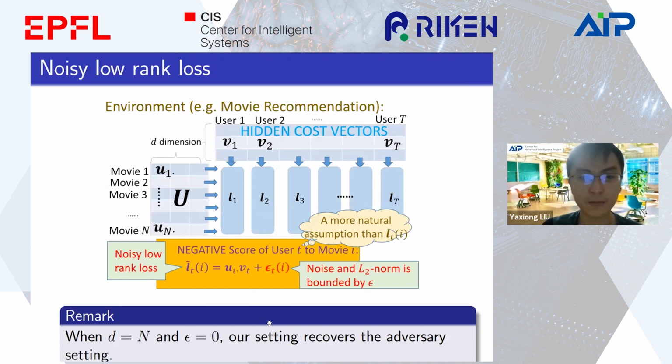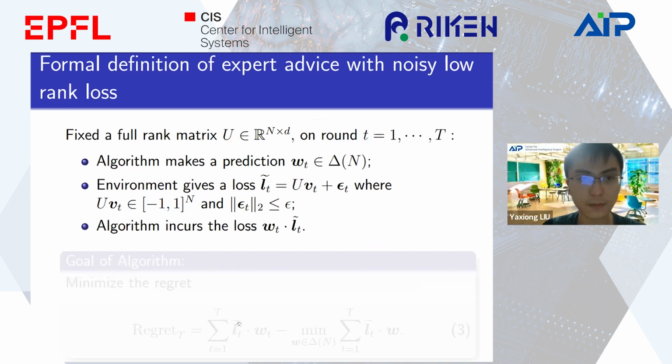If the rank of the loss vectors is n and the noisy part disappears, then our setting recovers the original expert setting where all the loss vectors are arbitrary. And if epsilon is 0, which means there is no noise, it recovers the low rank case. Now we can describe the definition of the experts problem with noisy low rank loss.